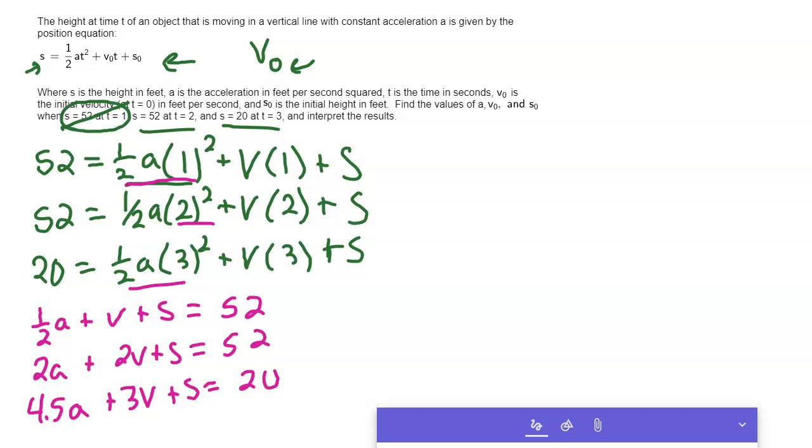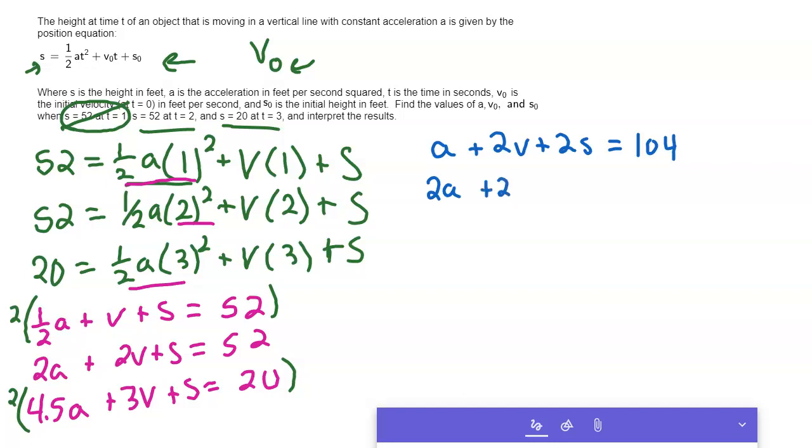Now to solve these with elimination and things like that, it'd be easier to get rid of the fractions. I try to avoid those as much as possible. So I'm going to multiply this top equation by 2 and this equation also by 2, just to get rid of the decimals. So for our simplified equations, 2 times 1/2 is a plus 2v plus 2s equals 104. That's that top equation. We'll leave the 2a alone: 2a plus 2v plus s equals 52. And then your third equation, we multiply by 2, so 4.5 times 2 would be 9a plus 6v plus 2s equals 2 times 20, which is 40.